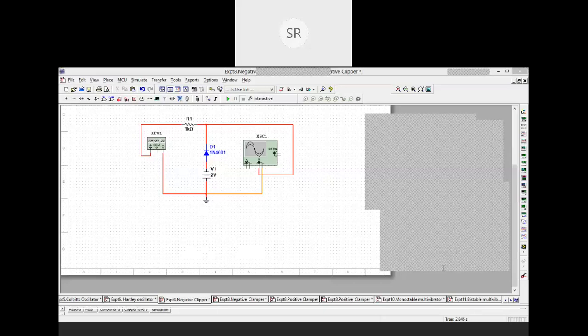Is my voice audible? Check whether the voice is audible or not.